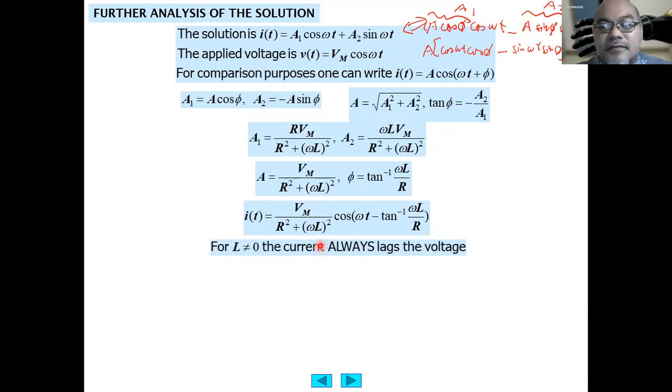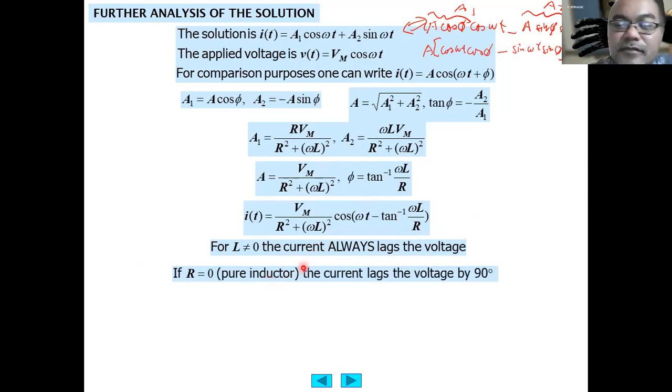Okay, so then since L is not equal to 0, the inductor is not 0, the current always lags the voltage. Here you see the voltage is Vm cosine omega t. The current has a negative sign of phi here. So it means that the current lags the voltage in a resistive inductive circuit.